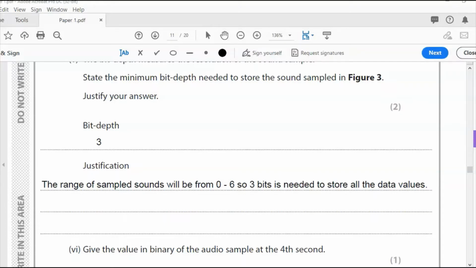000, 001, 010 for 2, 011 for 3, 100 for 4, etc. So we need 3 bits to store that.